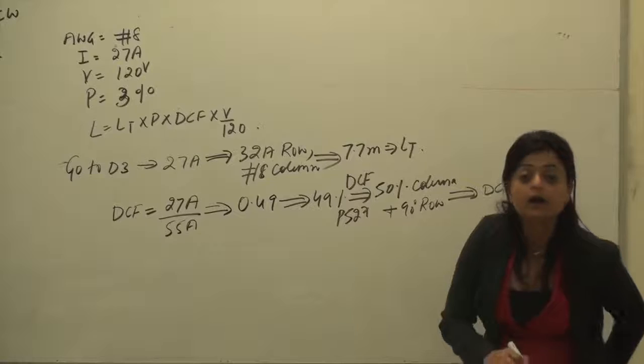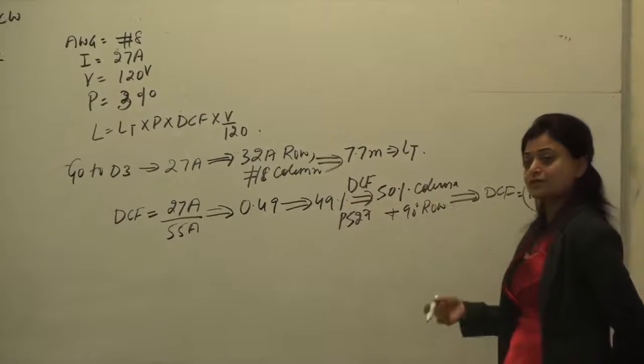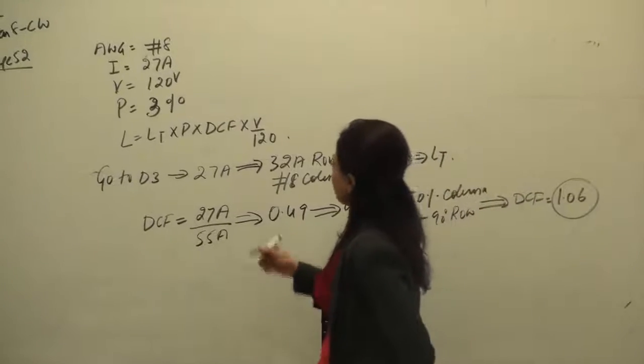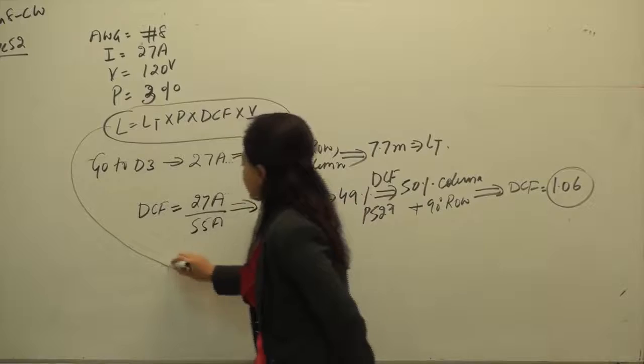DCF is 1.06. You guys are on track. See, you don't have to use DCF as 1 anymore. You know it all. Okay, so let's use this formula to find our final answer.